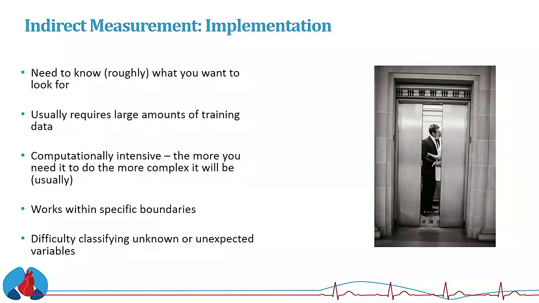So implementation of indirect measurement. The problem with indirect measurement is you pretty much have to know exactly what you're looking for. The reason for this is usually your system will require a large amount of training data to be able to categorize and identify a specific event that you're interested in.